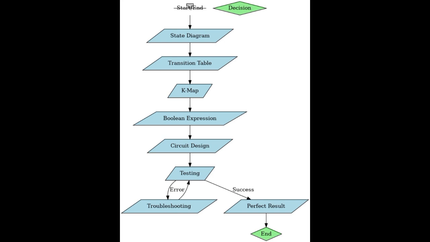We start, and after start, we continue to making a state diagram, transition table, K-map, Boolean expression, and circuit design. After circuit design, we continue to testing, and if we get an error, we try troubleshooting, and if the troubleshooting is successful, we continue to testing again, and if all succeed, we get the perfect result and the project is done.